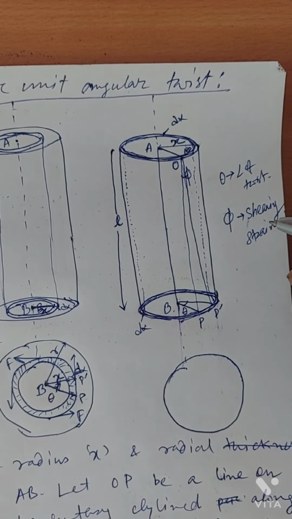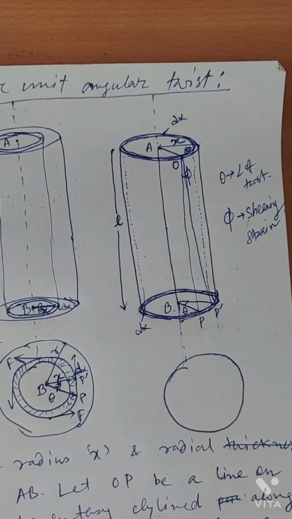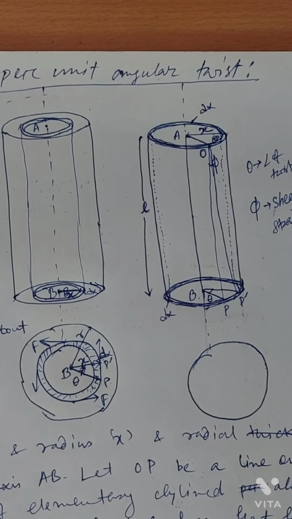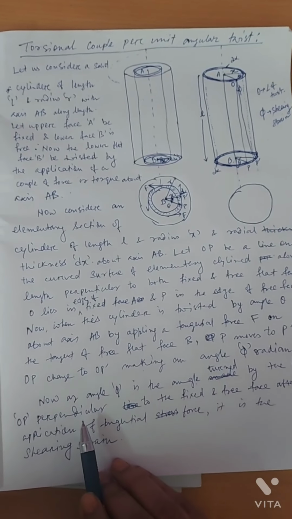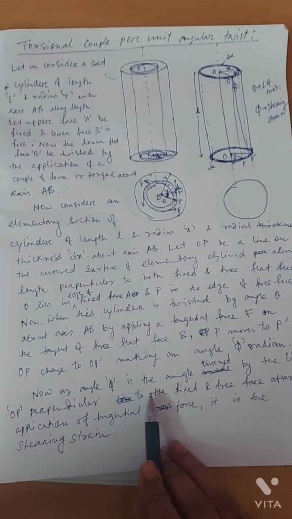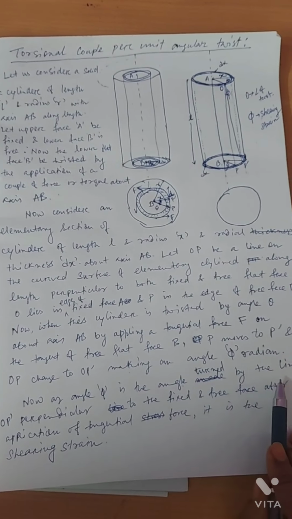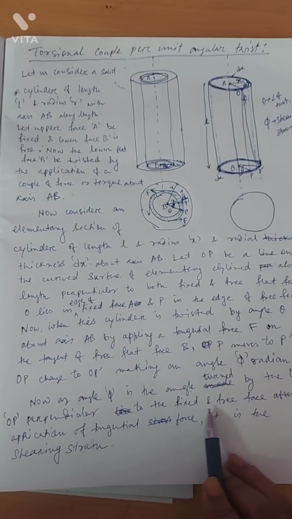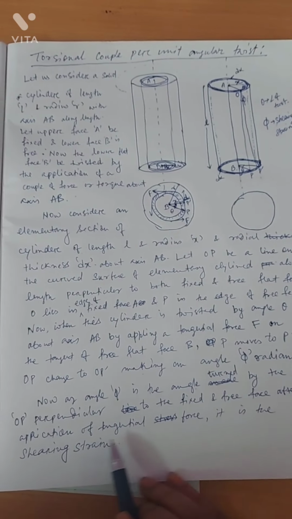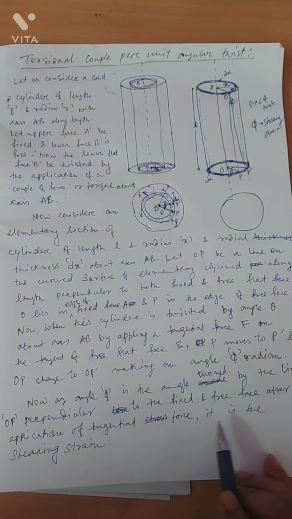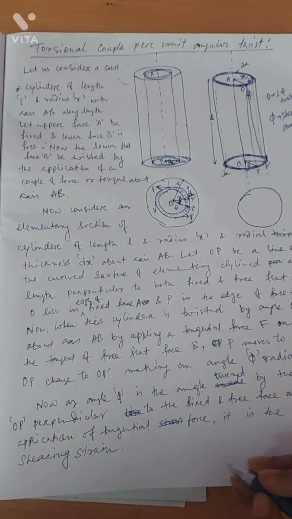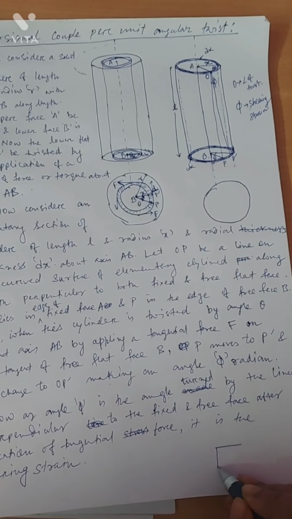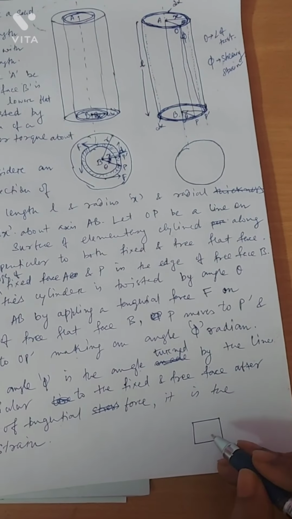How is it the shearing strain? As you will see, the angle theta is the angle turned by the line OP, perpendicular to the fixed and the free face, after the application of tangential force. Hence it is the shearing strain. How? As we can remember, suppose this is a face of a cube.